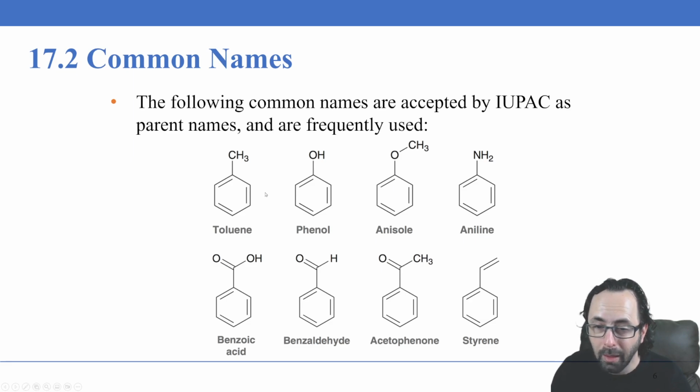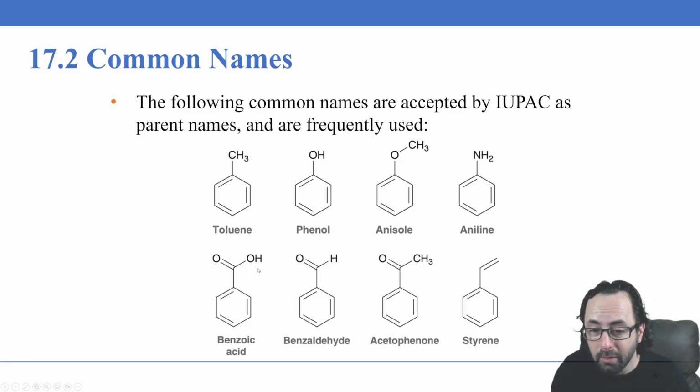This includes methylbenzene. It's not generally called methylbenzene. It's almost always called toluene. If you have hydroxybenzene, it's never called that. It's always called phenol. And phenol has special properties to it. If you have a methoxybenzene, it's not called that. It's called anisole. Aminobenzene is not called that. It's actually called aniline. Benzamine is a name that sometimes people use, though, as well.